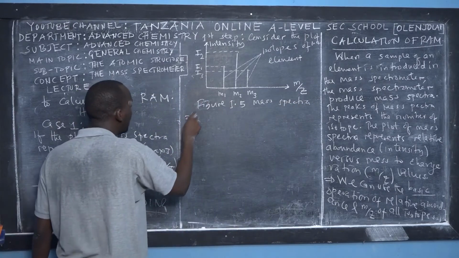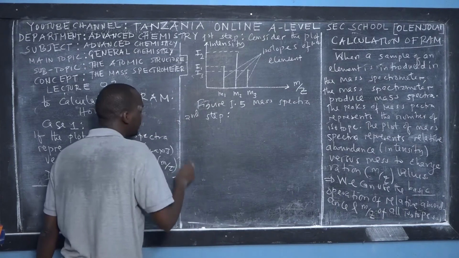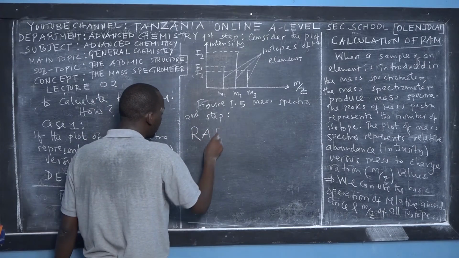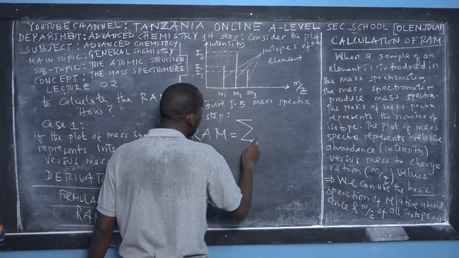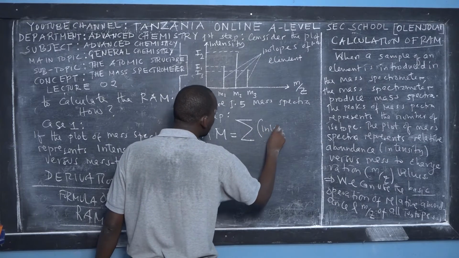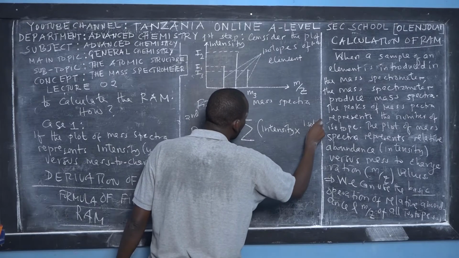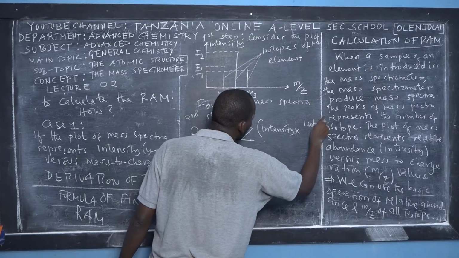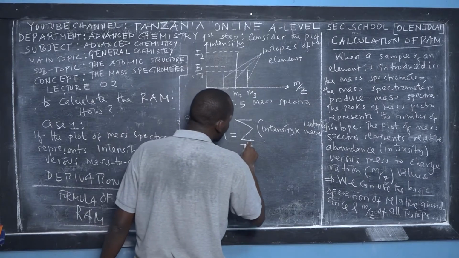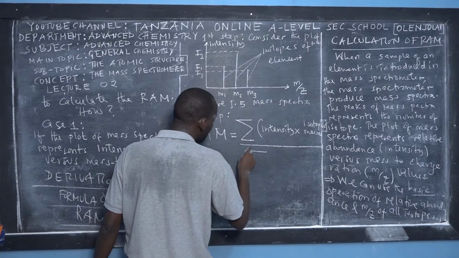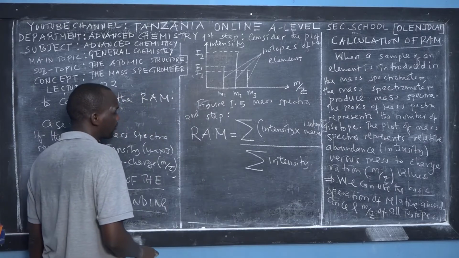So the second step, we say that the relative atomic mass for this case is given as the summation of the product of intensity and the isotopic masses, then this divided by the summation of intensities. Possibly you are from O level, remember that.